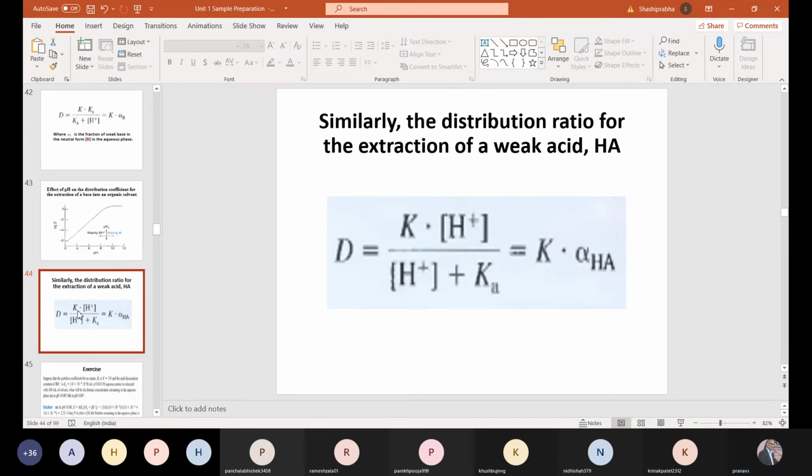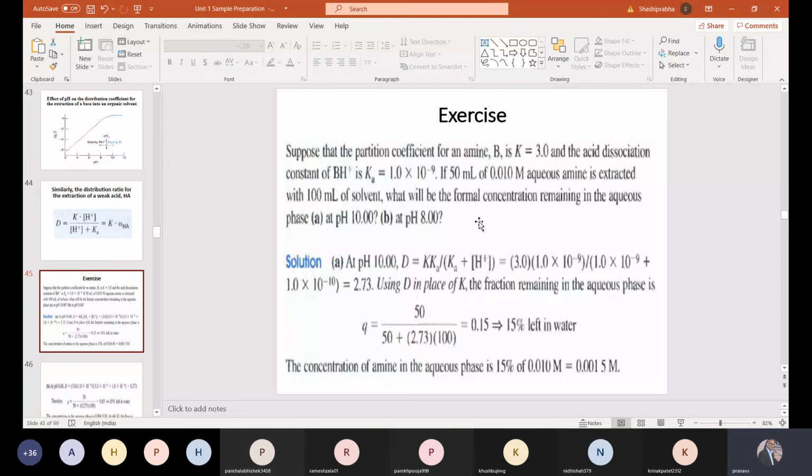Now, with this backdrop and understanding, there is a problem which we can work out. This is the last thing which I'll do today: how can we find out the partition, the extraction efficiency, by changing the pH for a base. Now we'll just have a first look at what the problem is and what answers it seeks.